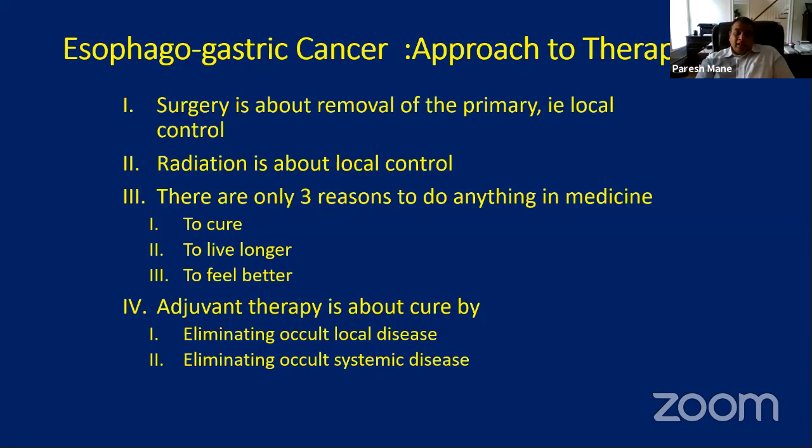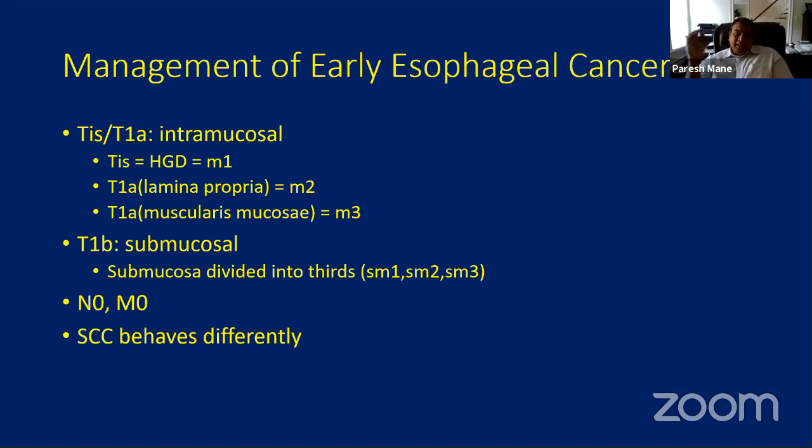Before we talk about locally advanced esophagus cancer, that's anything T2 and above, let's talk a little bit about management of early esophagus cancer. So as I said earlier, early esophagus cancer is in situ intramucosal cancers, or T1A, T1B. T1A is involvement of lamina propria or the muscularis mucosae. And as you know, lamina propria is where all the lymphatics come in. Lymphatics mean presence of potential lymph nodes, changes the survival. T1B is involvement of submucosa.